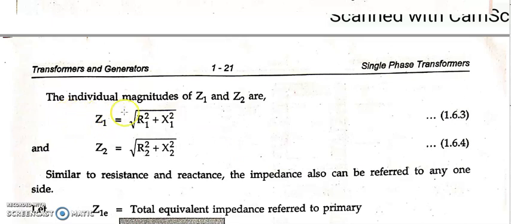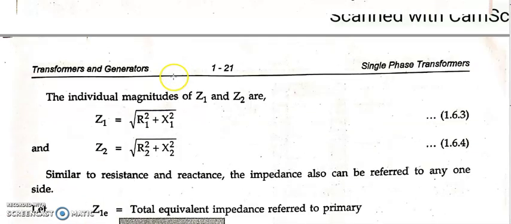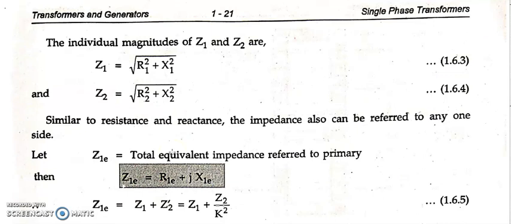Now if I want to take just the magnitude, without the angle, what I can do is take the mod. If you want to remove the reactive part and only want the magnitude, you have to take the mod. Taking the mod, we get the square root of R1 square plus X1 square, which you know. Similarly, the total impedance of the secondary winding is the square root of R2 square plus X2 square.